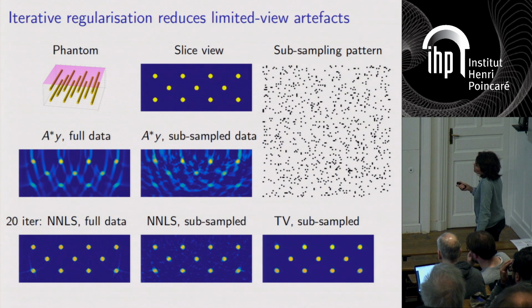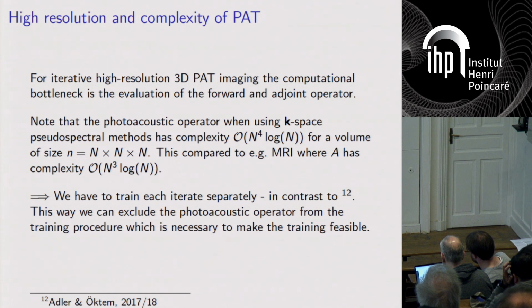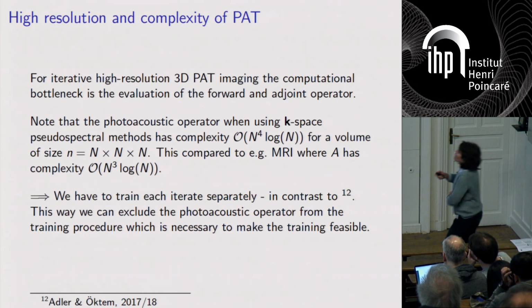After 20 iterations of the non-negativity constrained least squares, this is what we get from the full data, and if you have subsampled data, this is what you get. So there is still some noise in the background. And now TV can denoise it pretty well. Okay, so TV on the subsampled data performs quite well here. So this is basically how far you get, and the point is you can get there, but you need to iterate for a while if you have a good regularizer.